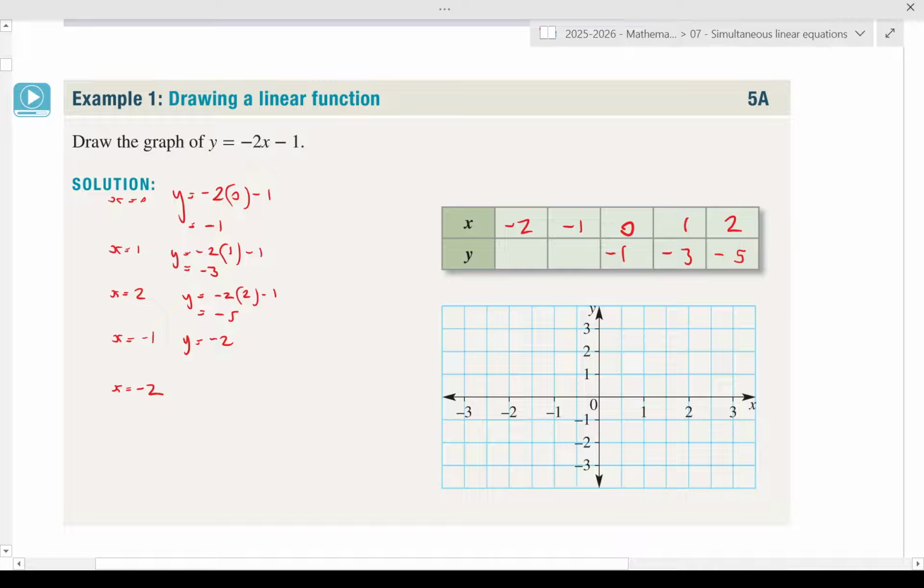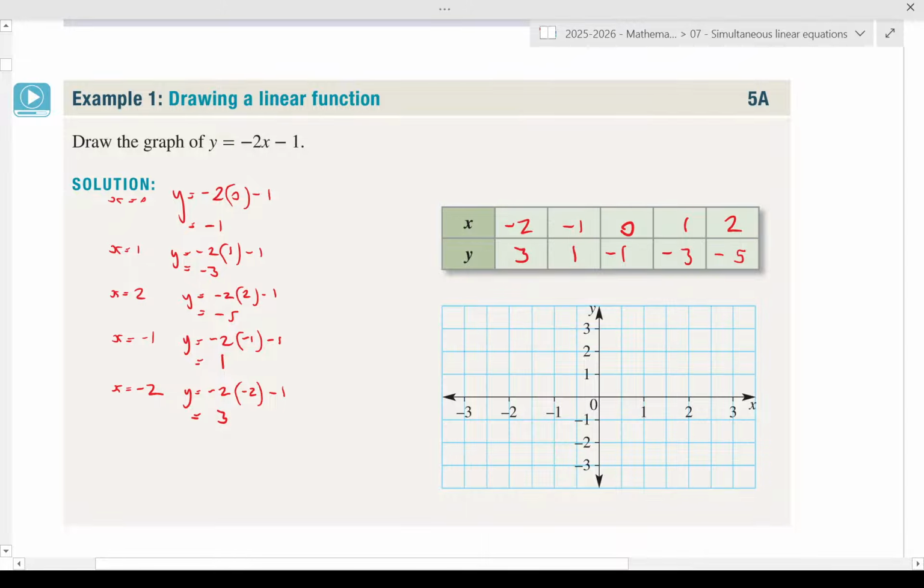y equals minus 2 times minus 1, minus 1. So minus 2 times minus 1 will give me 2, and 2 minus 1 is 1. Last one, we've got y equals minus 2 times minus 2, minus 1. So it would give me positive 4, minus 1 would give me 3. So I've now got my table of values with all my ordered pairs.